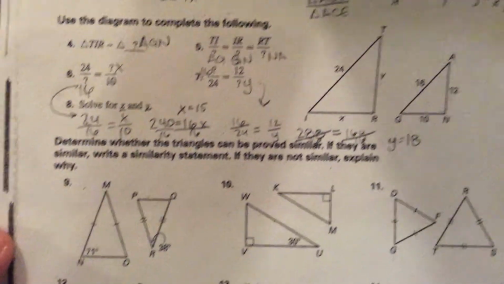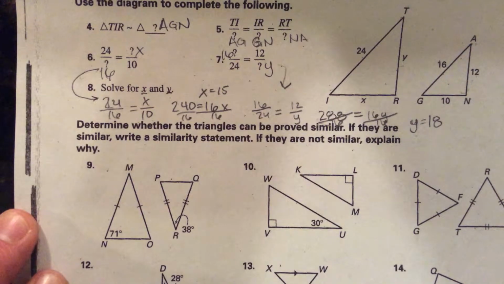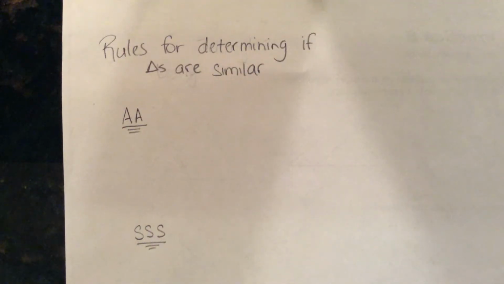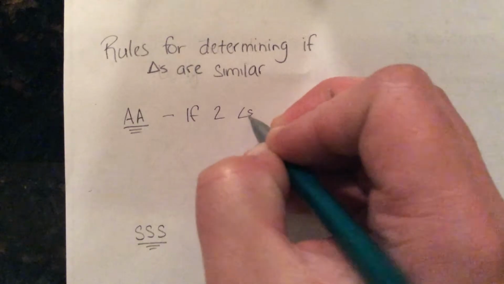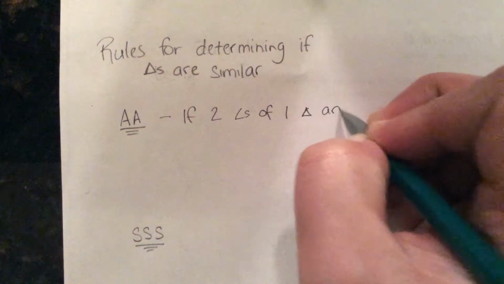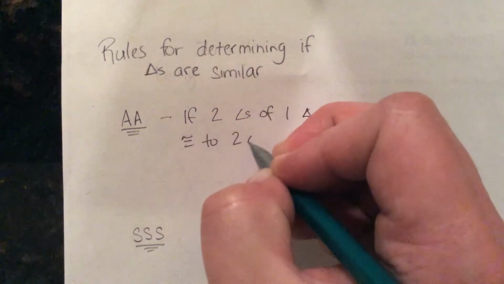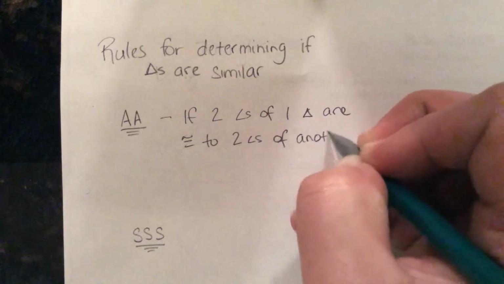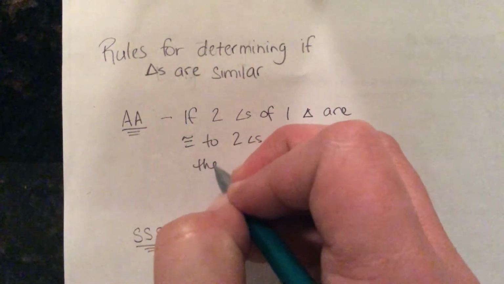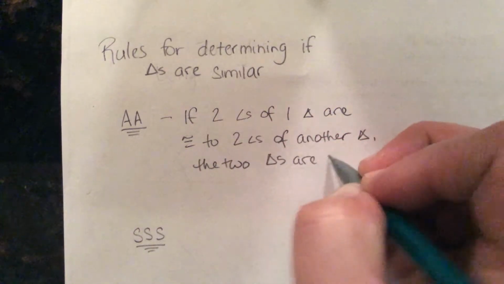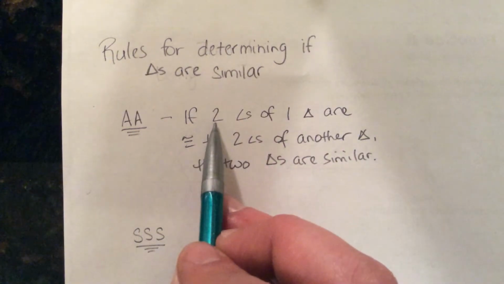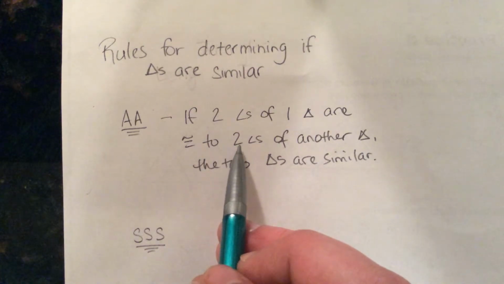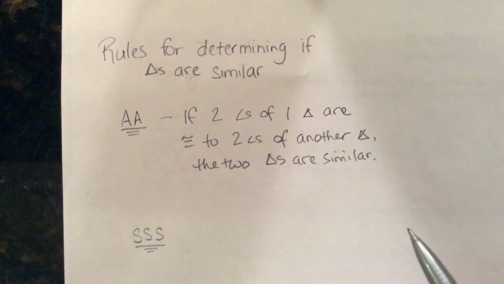Now, in order to do the next section and determine whether the triangles are similar, we have to take a peek at two ideas behind this. The two rules for determining if some triangles are similar is to use our angle-angle theorem. That states that if two angles of one triangle are congruent to two angles of another triangle, the two triangles are similar. You can take this one step further. If two angles in one triangle are equal to two angles in another triangle, you can assume that the third one would also be congruent.